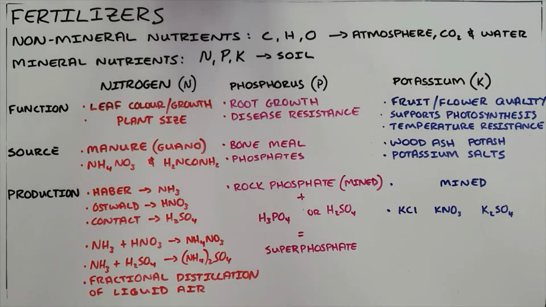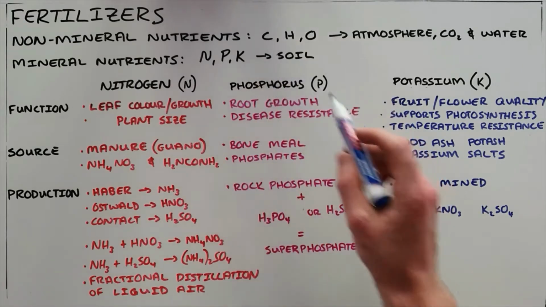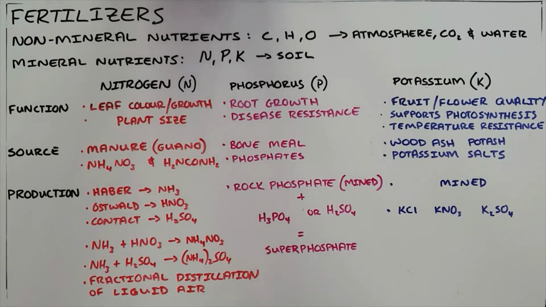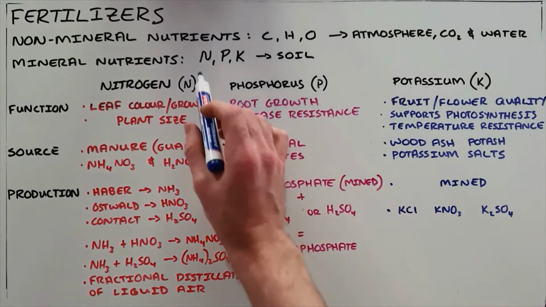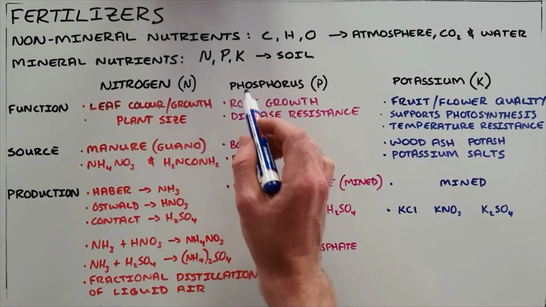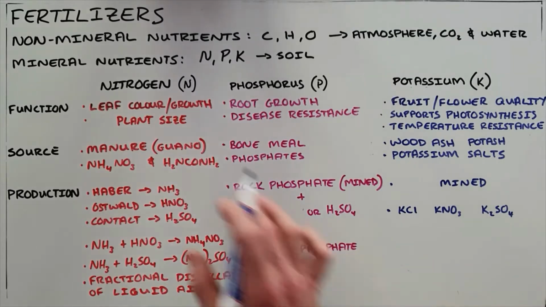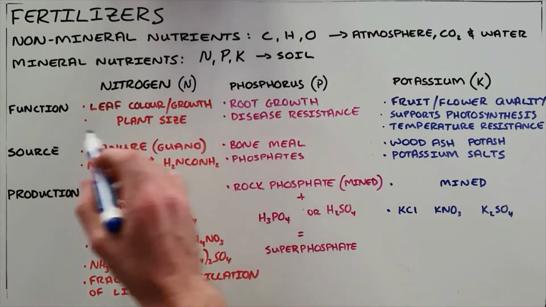First is that plants require non-mineral nutrients. Those are considered carbon, hydrogen and oxygen. Those are obtained from the atmosphere, carbon dioxide and water. The mineral nutrients, nitrogen, phosphorus and potassium, are obtained from the soil and then obviously from fertilizers. So for each of these nutrients, it's necessary to know their function.